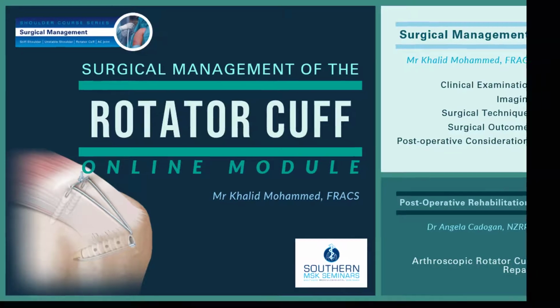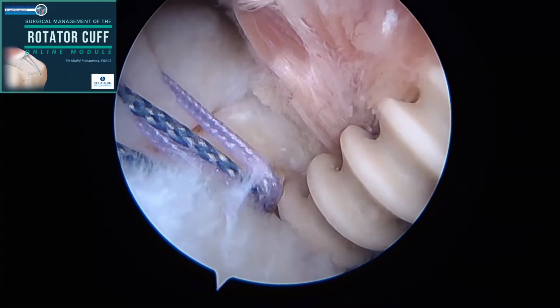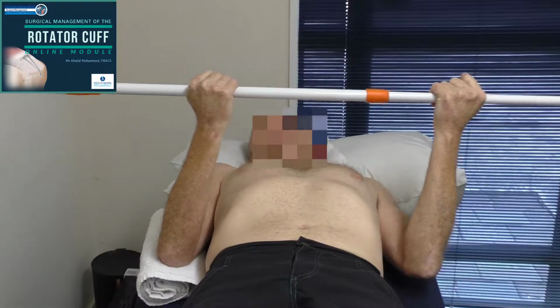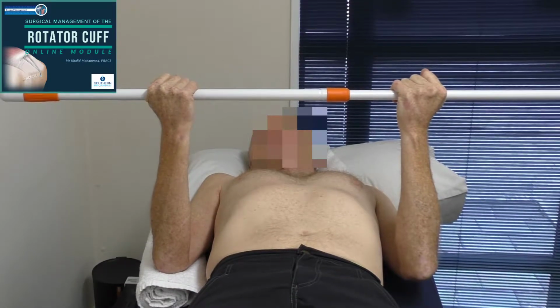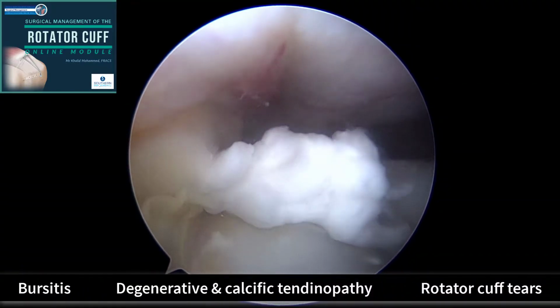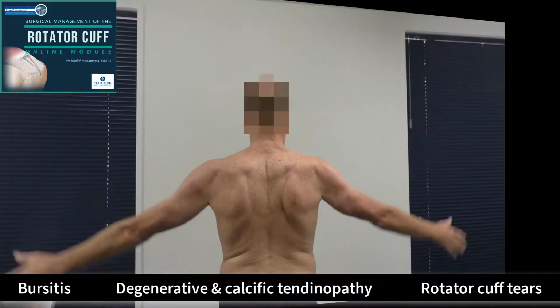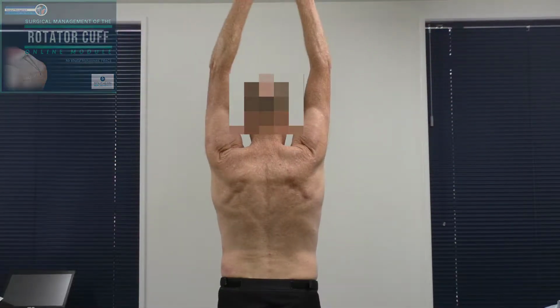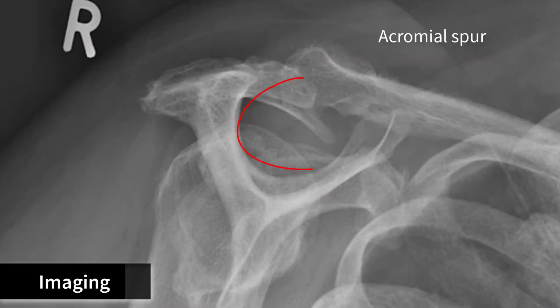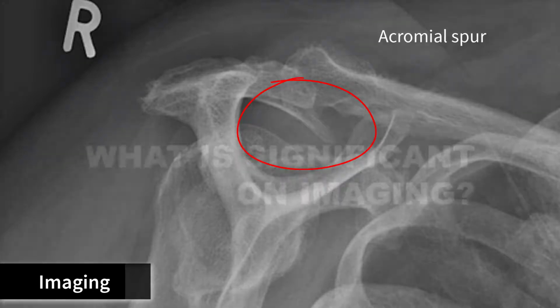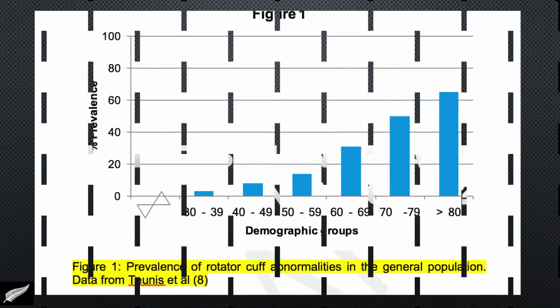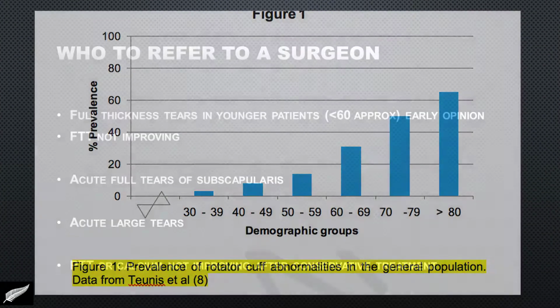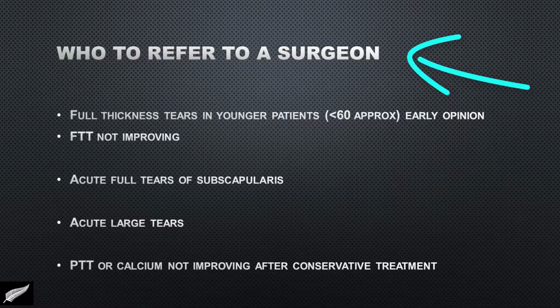In this online module, we cover the surgical management and post-operative rehabilitation of the rotator cuff and other subacromial conditions. Mr. Khalid Mohammed covers the different causes of subacromial pain and their clinical presentations. Find out which patients should be referred for imaging and how to interpret the findings in the context of normal age-related changes, and which patients should be referred for orthopaedic evaluation.